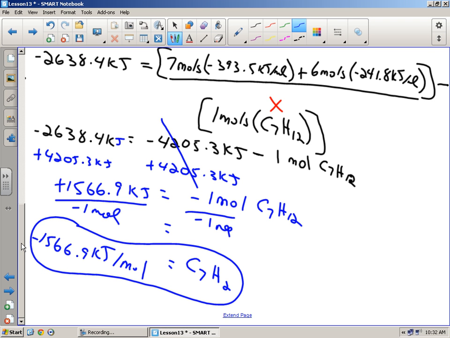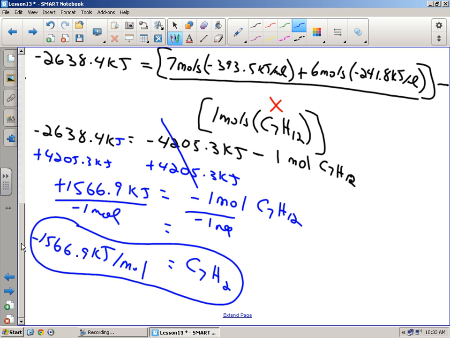All right. And the heat of formation should be kilojoules per mole. Look in your data booklet, right? Look at the heats of formation there. They're all in kilojoules per mole, right? How many kilojoules is given off when you form C7H12 per mole, right? Well, it turns out it's 1566.9.